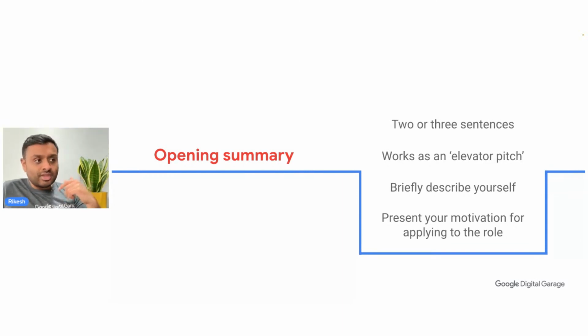So how can I get across in a short, concise and succinct manner who I am and what I'm all about in general? And you can see here, we want to briefly describe ourselves. One of the main things that we want to get across in this opening summary is that we are motivated as an individual, as a candidate, and that we would be a relevant candidate for this job that we are applying for. You want to make sure that you are able to showcase that relevancy within this opening summary segment as well.